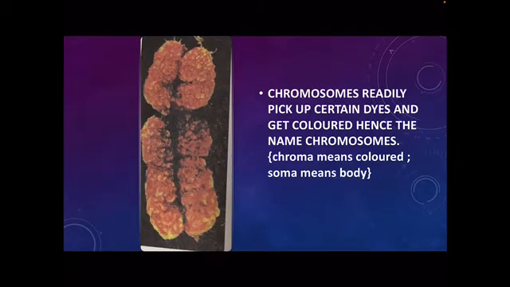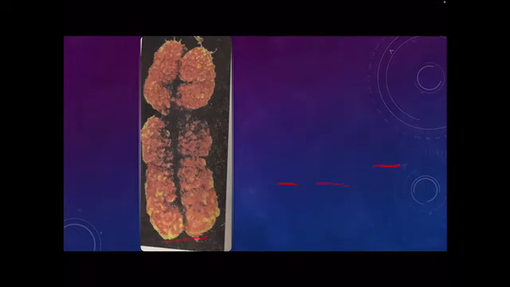And why are they called chromosomes? Chromosomes readily pick up certain dyes. They pick up some dyes and get colored, hence the name chromosome is given. Chroma means colored and soma means body. So you can see here the colored chromosome.